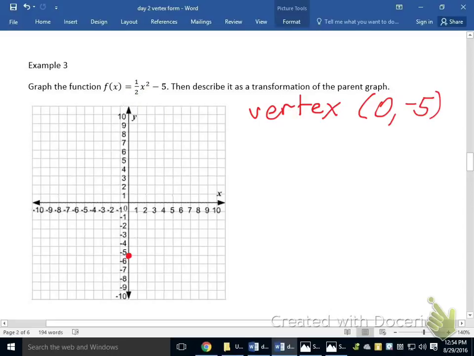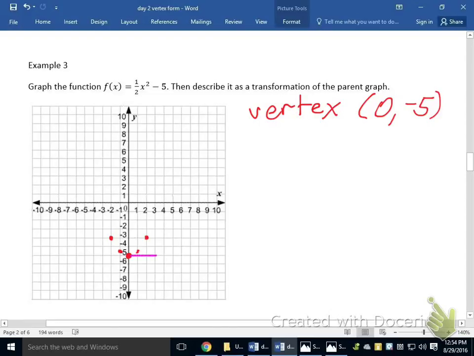So let's go to the vertex and go to the right 1 unit. 1 squared is 1, but because of the 1/2, I'm only going to go up 1/2 of a unit. So I'm going to be at the point 1, -4.5. And if I go to the left one, I'll be at -4.5 as well. Now let's move to the right 2 units from the vertex. 2 squared is 4, but because of the 1/2, half of 4 is 2. So 2, -3, and -2, -3.